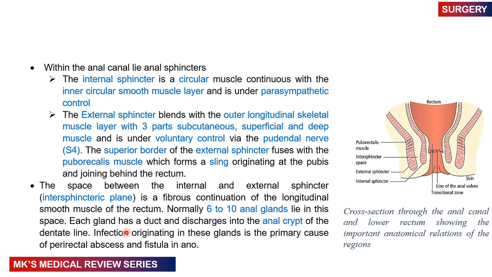Now, remember that when an infection happens, it can originate from these glands, and that's how we get things like abscesses. We're also going to have things like fistulas, anal fistulas or fistula in ano.